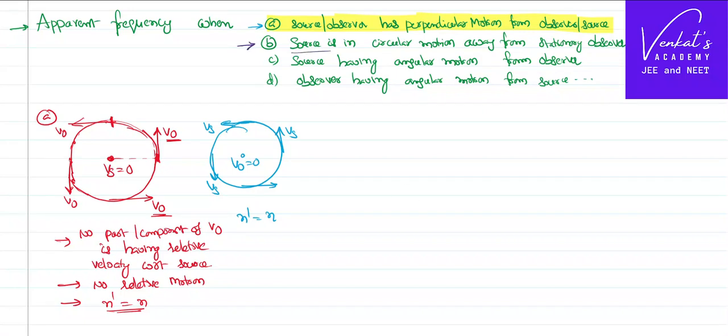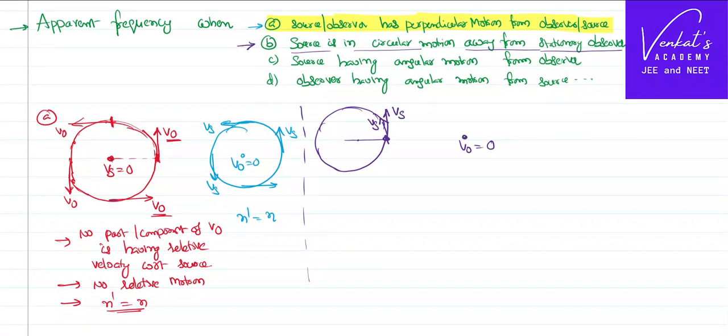Let's talk about case B. When a source is in a circular motion away from the observer who is stationary, what is the meaning of that? Let us try to understand. When the observer is in the state of rest, a source is attached to a string and it is having a circular motion like this. So at this point, the velocity of the source is perpendicular to the observer. Like I said in the previous case, there is no apparent effect. But at this point, the velocity of the source is completely away from the observer.